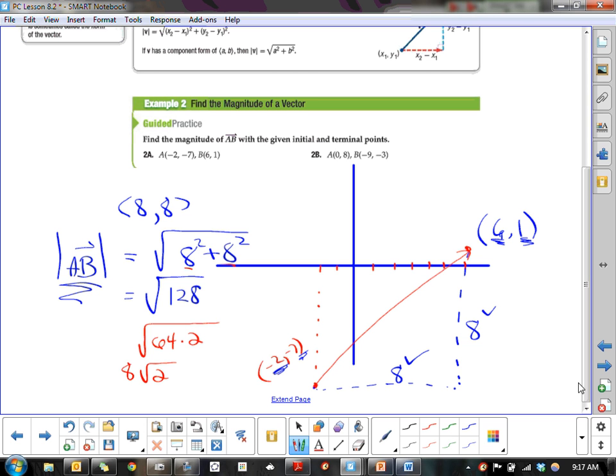What kind of triangle is this? 1, 1, square root of 2. It's a 45, 45, 90. Did you recognize it? Whoa! 8, 8, 8 square root of 2. We can calculate some of these by using what we already know about 30, 60, 90s and 45, 45, 90s.